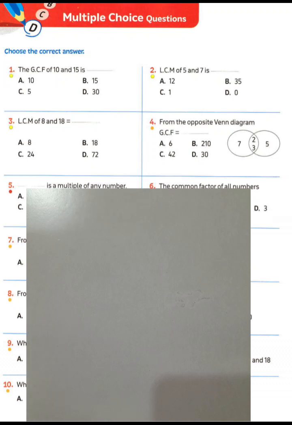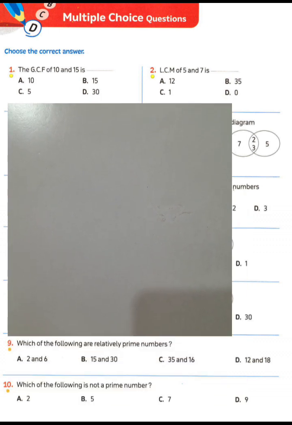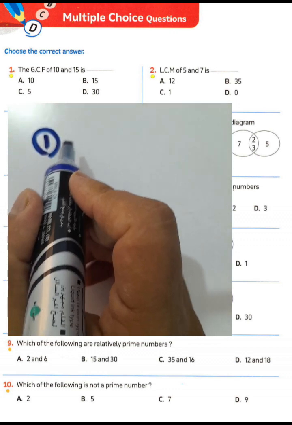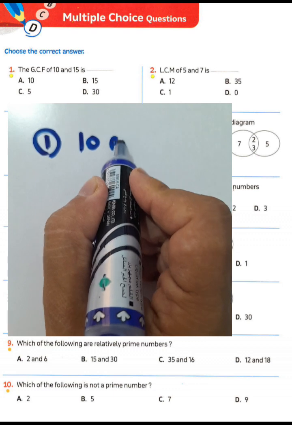Questions number 1 from the المعاصر book, page 33. Look at with me about question number 1. The greatest common factor between 10 and 15.